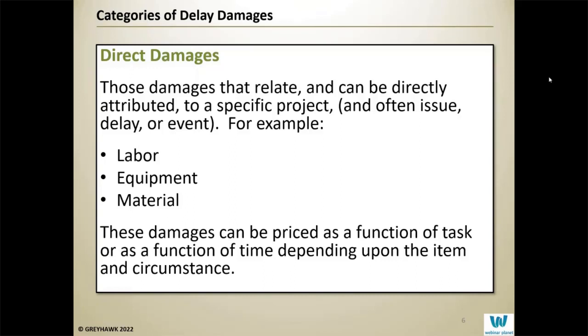Obviously, today we're talking about delay, so we're focusing on the aspect of time. So when a project is delayed, equipment sits on the job longer. Materials can escalate in cost. Labor is on the project longer. So all of these items have a temporal component to them. And if an item can be tied to a specific project, that is what would be called a direct damage, directly related to a project.